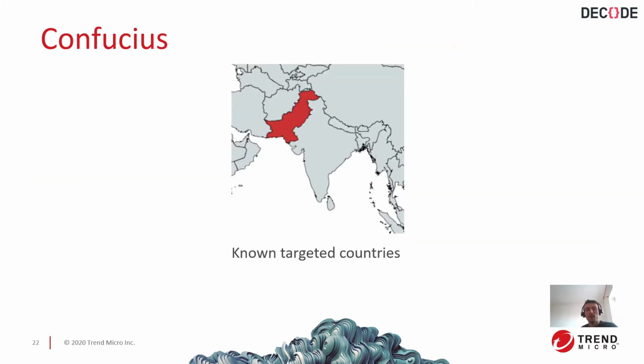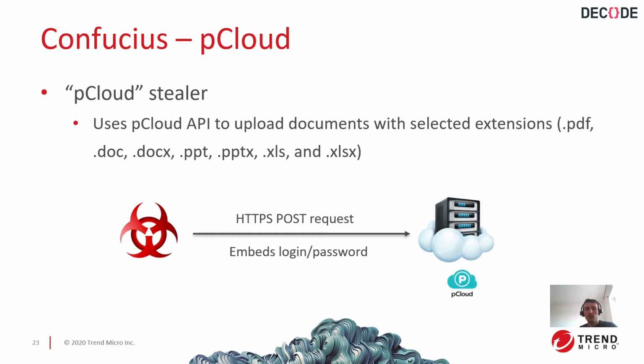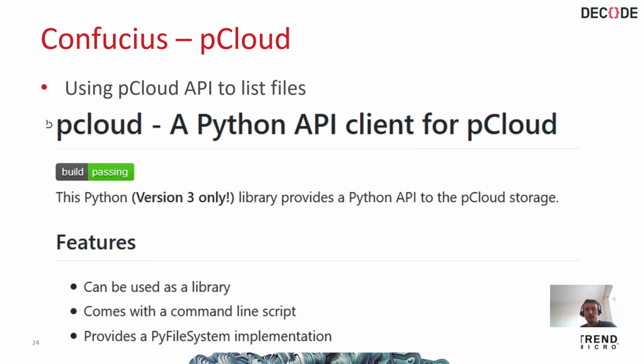Let's continue with another threat actor. This one is called Confucius. As you can see in the map, it targets the country of Pakistan. So Confucius has one interesting stealer called pcloud. It's a stealer which searches for files with given extensions, and if found, they're uploaded to the pcloud cloud storage.